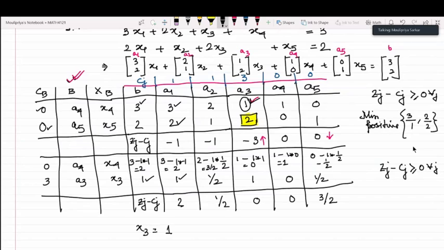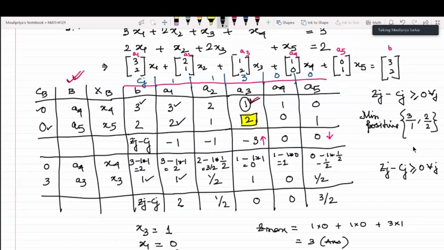X1 does not appear in the basis, so X1 is equal to 0. X2 does not appear in the basis, so it is again equal to 0. And what is Z max? Z max would be 1 into 0 plus 1 into 0 plus 3 into 1. That is equal to 3.